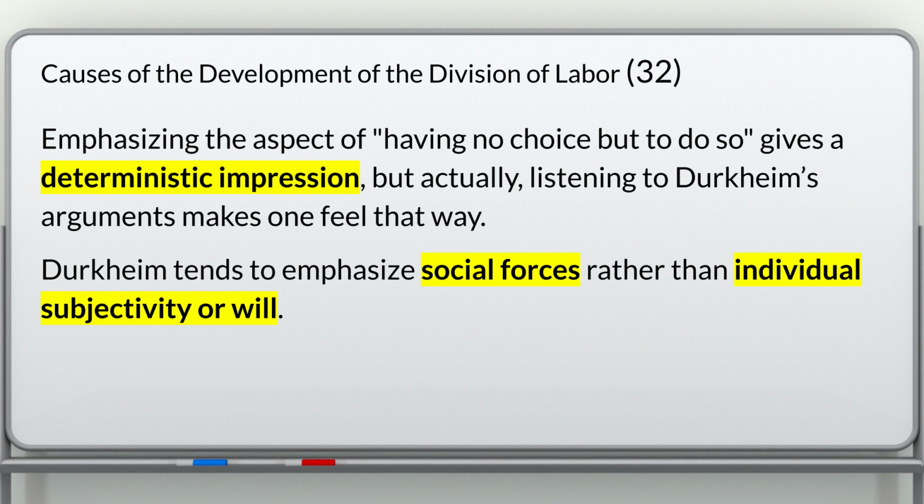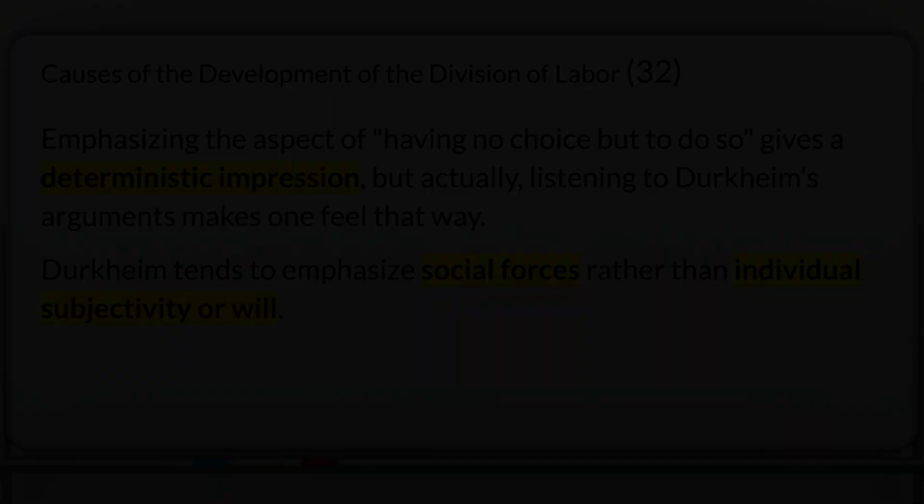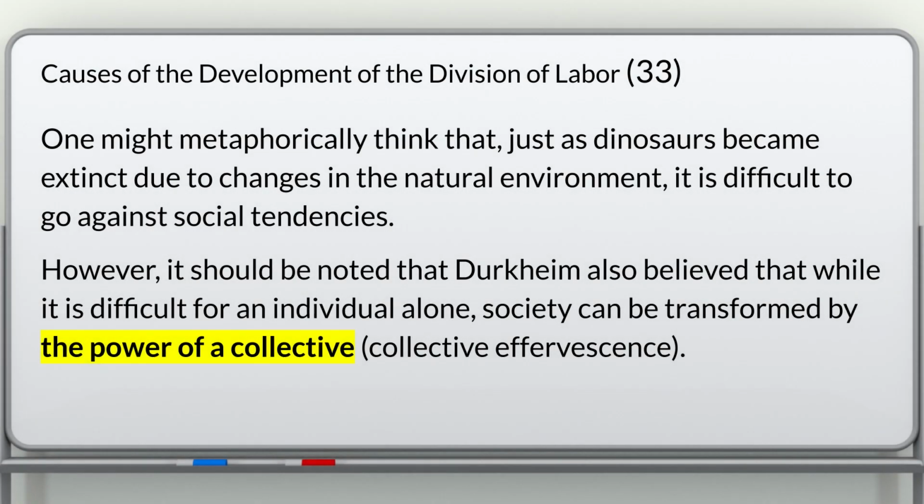Durkheim tends to emphasize social forces rather than individual subjectivity or will. One might metaphorically think that, just as dinosaurs became extinct due to changes in the natural environment, it is difficult to go against social tendencies. However, it should be noted that Durkheim also believed that while it is difficult for an individual alone, society can be transformed by the power of a collective.